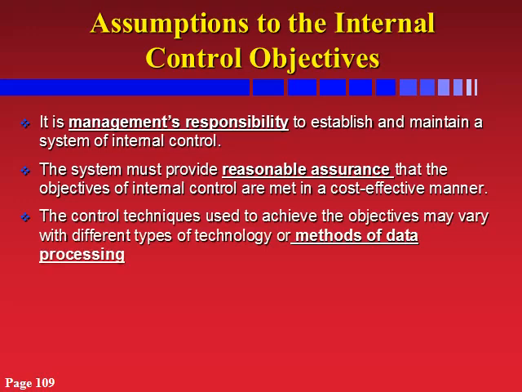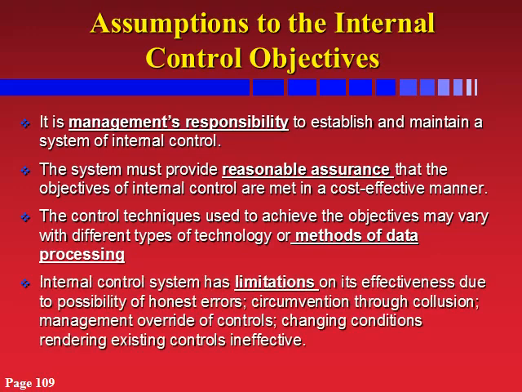Now, the control techniques used to achieve the objectives may vary with different types of technology or methods of data processing. The internal control system also has limitations on its effectiveness due to the possibility of honest errors, circumvention through collusion, I could be working with somebody else, management override of controls, and changing conditions rendering your existing controls ineffective.